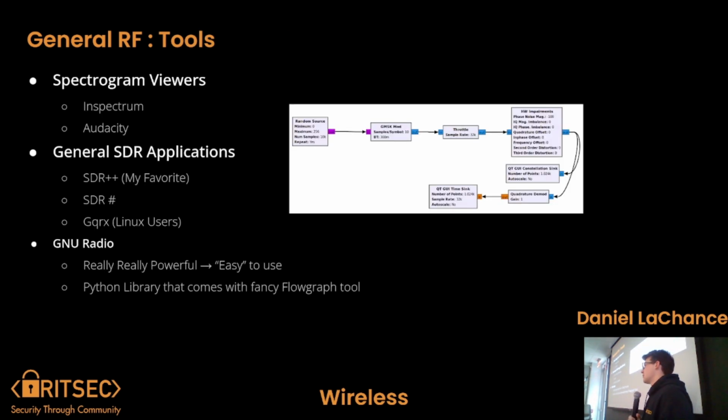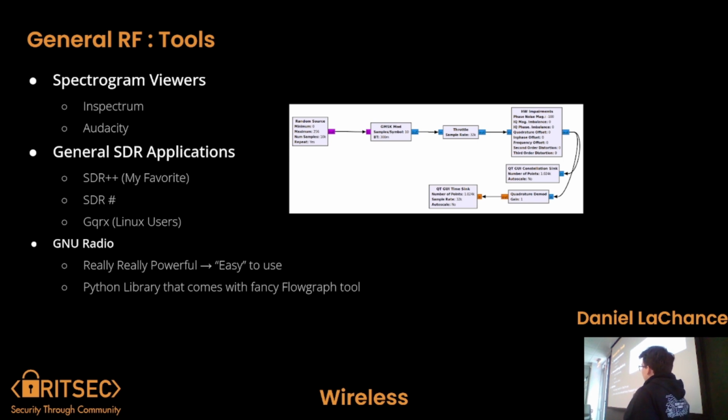So let's talk about some tools, some things that you can use. There are spectrum viewers. That just lets you view the actual signal, so you can see the wave propagating. Spectrum is a good tool for that if you want an in-depth analysis, but Audacity works well enough for most people. Save the crazy stuff for when you have a job.